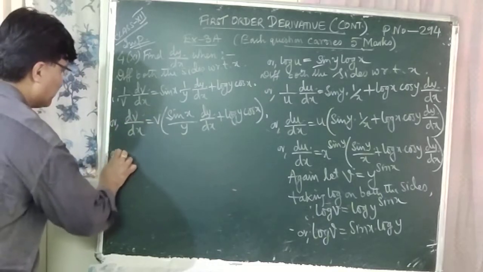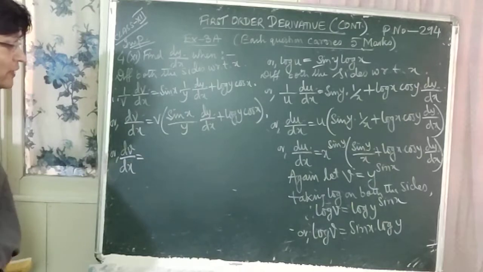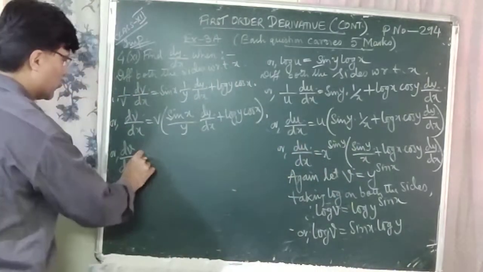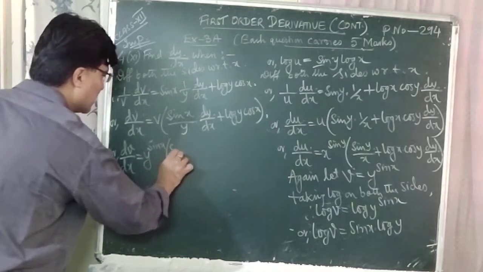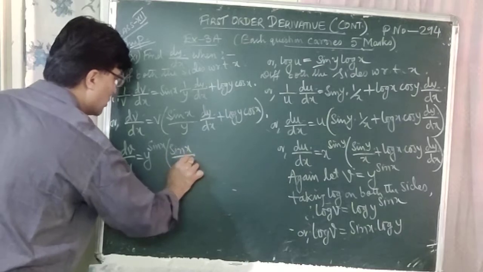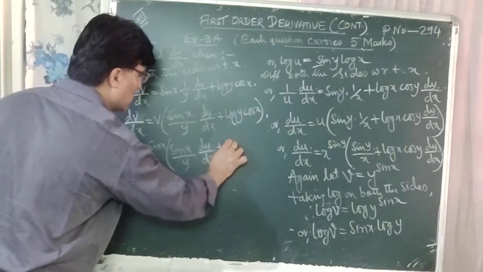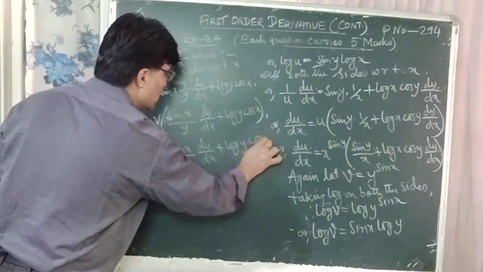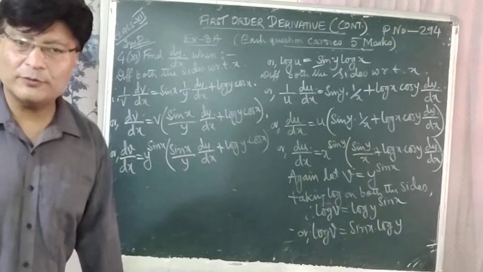Put the value for v. What is the value for v out here? v was y to the power sin x. Put the value for v: dv by dx is equal to y to the power sin x within bracket sin x upon y into dy by dx plus log y into cos x. Is that clear to all of you?